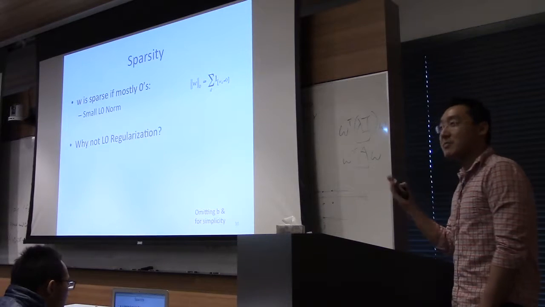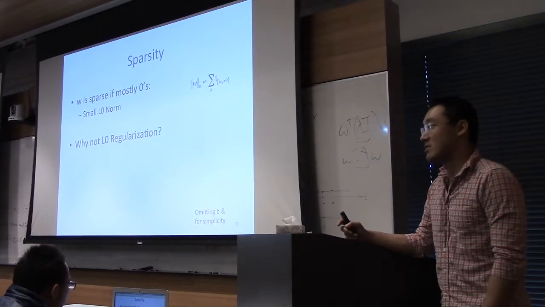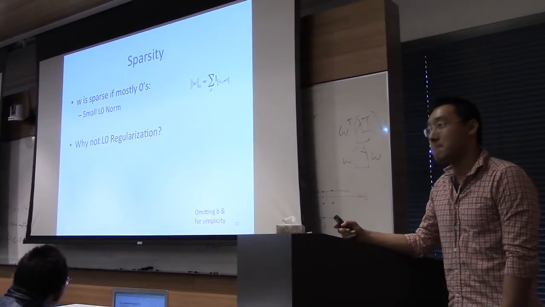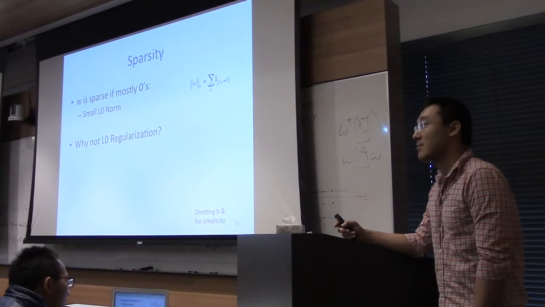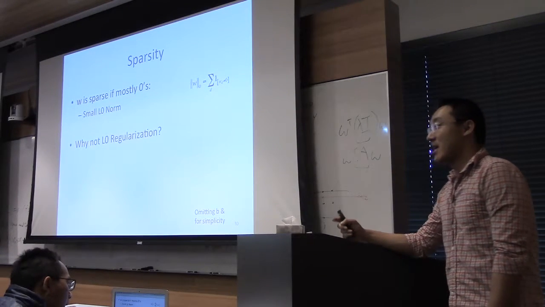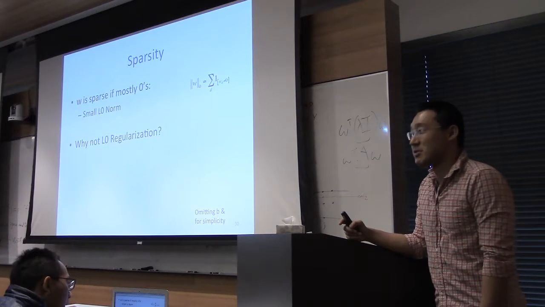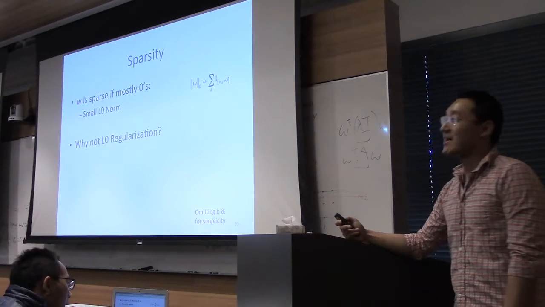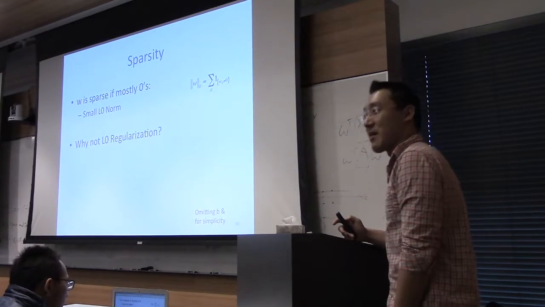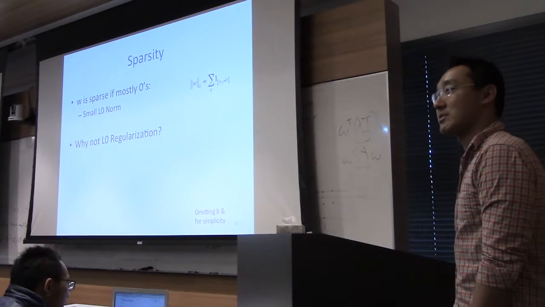So why don't we optimize for the L0 norm if we want a sparse model? Anyone know? It's not a norm. It is not a norm. There's another reason why we don't do it, though. It's not continuous? It is not continuous, yes. That's right. Same reason why we don't optimize for 0-1 loss directly.